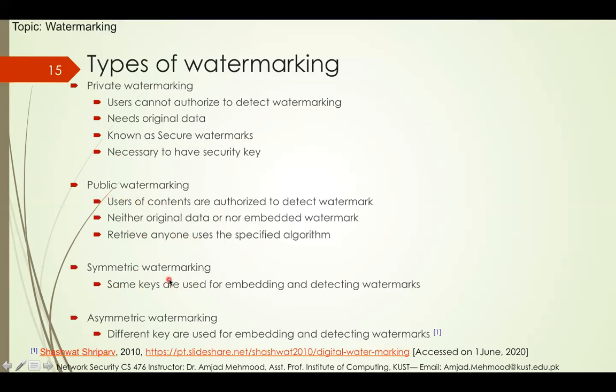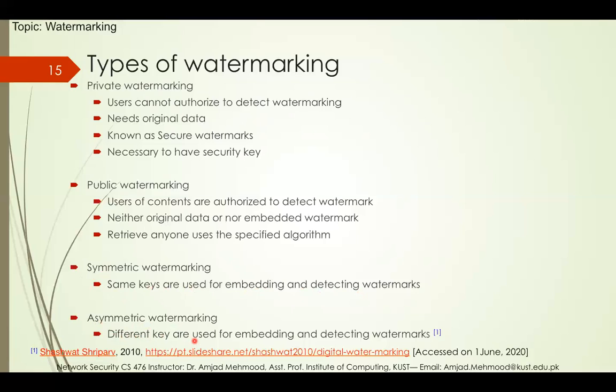Symmetric watermarking: the same key, as its name indicates. As we have studied symmetric cryptography, if you remember, the same key was used for encryption and decryption. Similarly, the same keys are used for embedding and detecting watermarks. So this is symmetric. Whereas in asymmetric watermarking, different keys are used, like we have asymmetric techniques in cryptography.